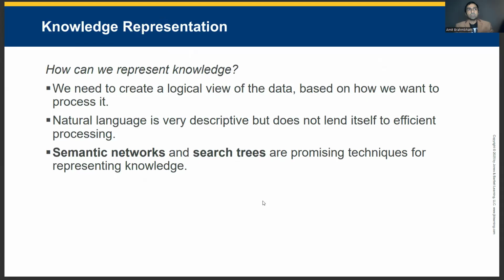Slide 12, knowledge representation. This slide asks, how can we represent knowledge? Humans use language, but natural language is too ambiguous for computers. AI requires structured formats for storing and relating information. Two important techniques introduced here are semantic networks, graphs showing relationships between concepts, and search trees, used for decision making. Proper knowledge representation is essential for AI to reason effectively.